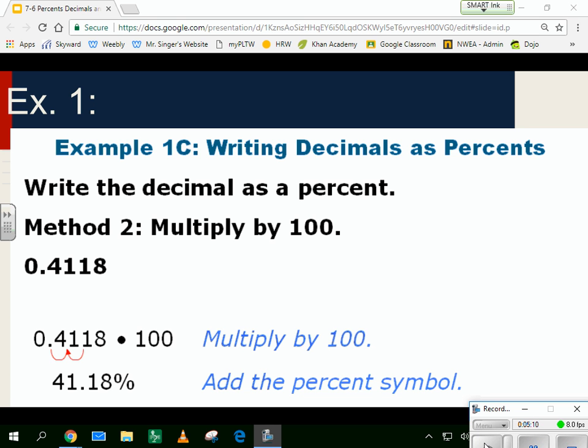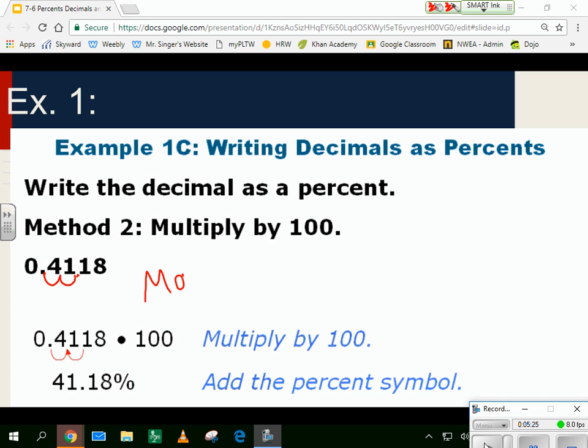So when you move the decimal twice, you see now the decimal point goes between the two ones. So then that's your 100%. 41 and 18 hundredths is your percentage. So again, all you have to do is just move the decimal point twice.